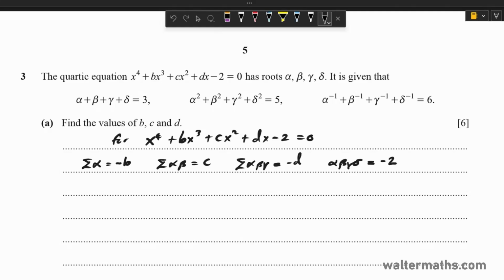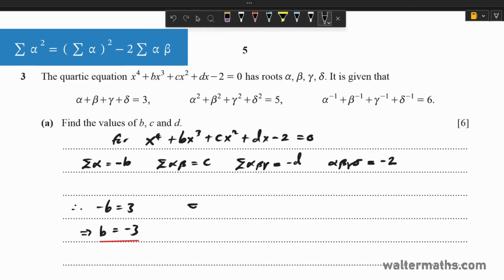All right. Now for our particular case, we have been given that the sum of roots is 3. So basically, it means that the sum of roots, which we represent by minus b, is 3, which leads us therefore to having b to be minus 3. So this here is the first value that we have obtained. All right. Next up, we have been given that the sum of squares is 5.